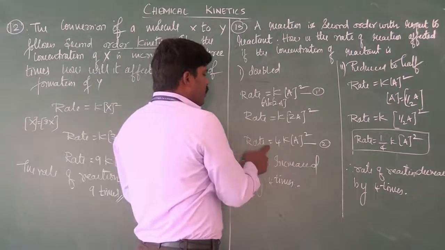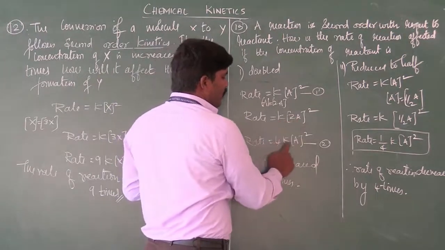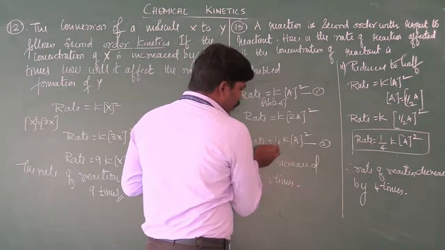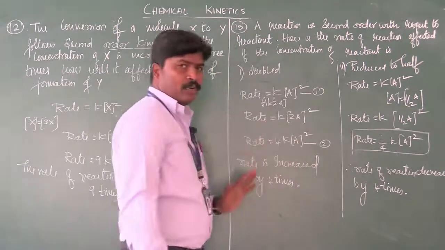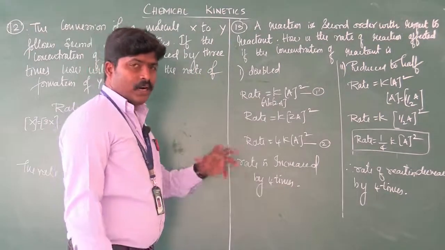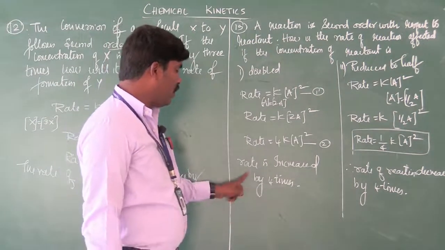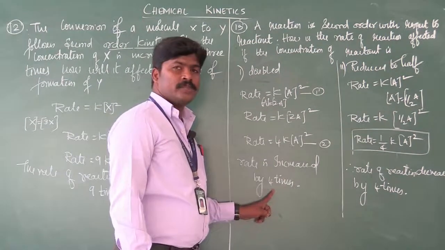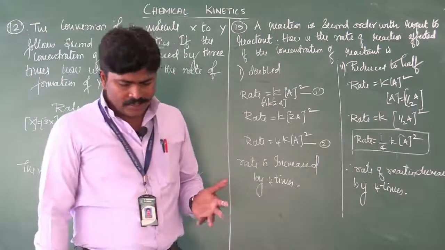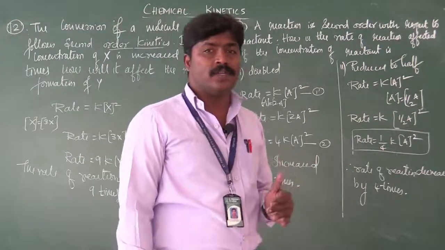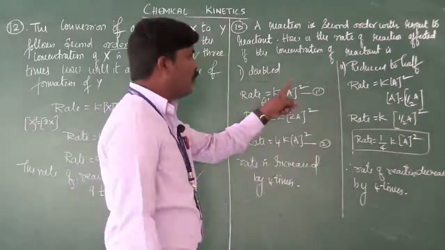Therefore, rate is equal to 2 squared is 4k[A]^2. Now when I compare equation 1 and 2, I come to a conclusion: yes, when the concentration is doubled, the rate of reaction increases by 4 times. See, the rate is increased by 4 times. Okay, sir, if we increase, then the rate will increase. What happens if we reduce the concentration? We'll take up another one, reduce to half.